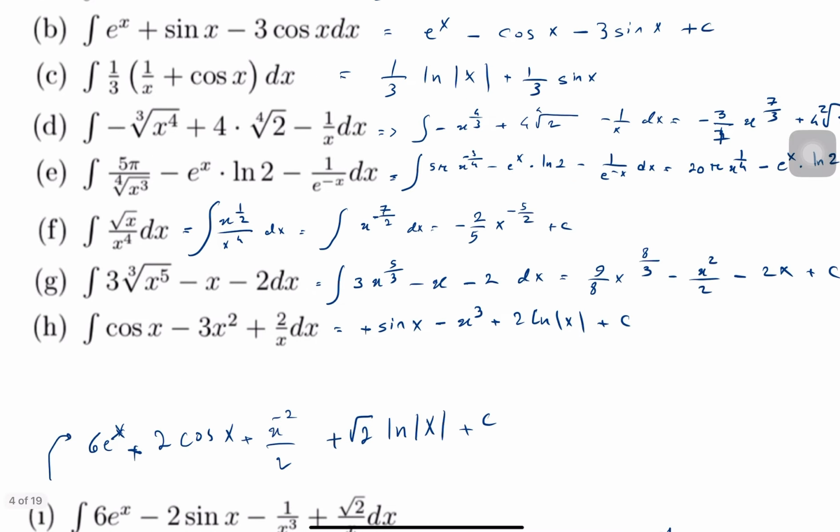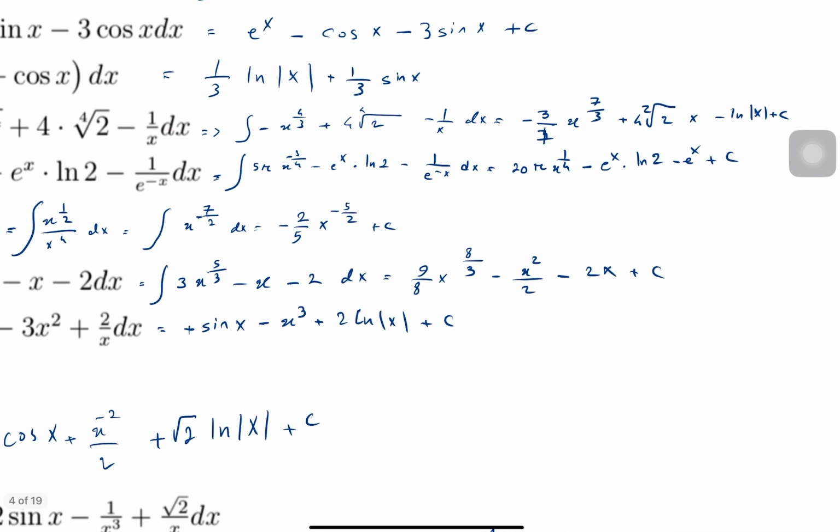Okay, here also we have x here. First we have to eliminate the radical. It will be x power 3 per 4, and we can bring it up, it will be minus 3 per 4. It will be this number. Then the simplification of this one will be 5 pi x power minus 3 per 4. And the second one is e power x ln 2, and this is 1 per e power minus x. We can bring it up, okay.